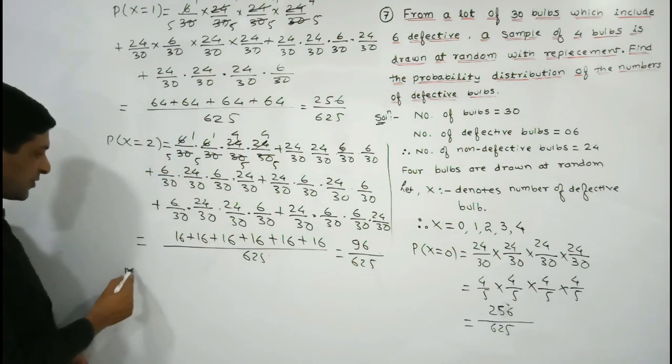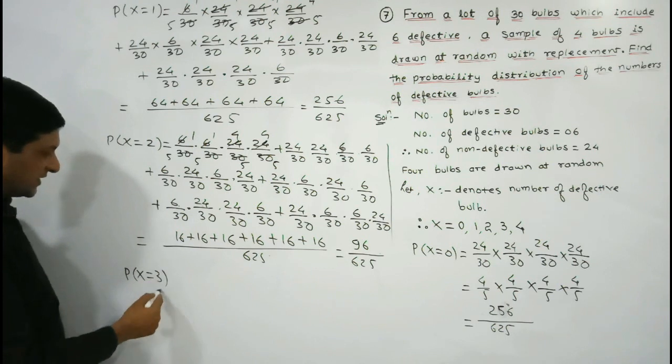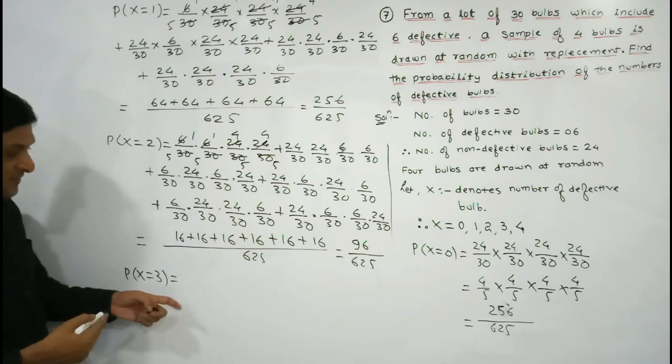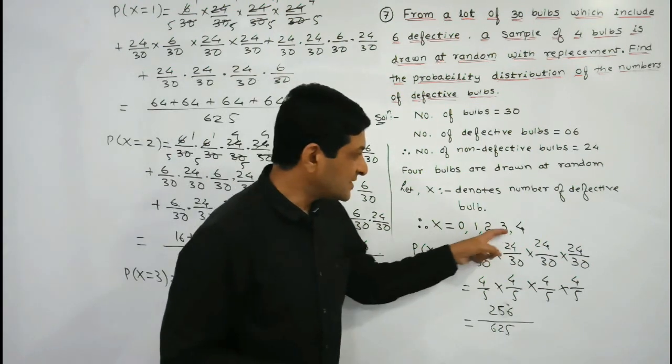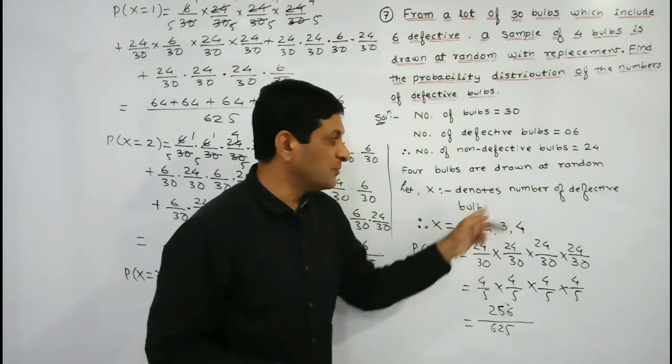Later on we are finding probability when x is equal to what? 3. So let us try to find out probability when x is equal to 3. x is equal to 3, what does it mean? x is equal to 3 means defective bulbs are 3.